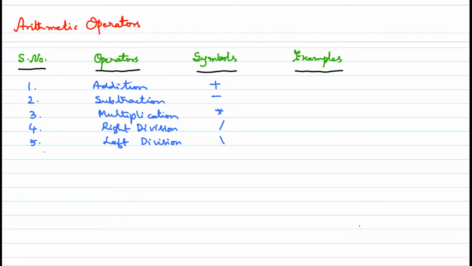The sixth one is, let me take modulus also. Modulus will give us the remainder. It looks like a percentage sign. And the seventh one is exponential. So these are the main arithmetic operators that will be used in MATLAB generally.